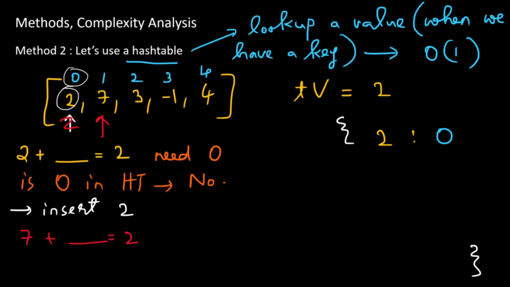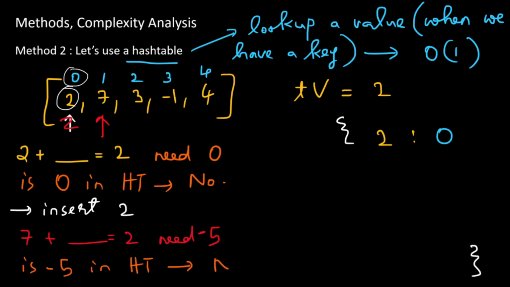So the needed value is 2 minus 7, which is equal to minus 5. So we are going to check whether minus 5 is already there in the array. And for that, we are not going to traverse the array, but rather we'll just check whether minus 5 is in the hash table or not. All right. So at this point, minus 5 is not there in the hash table, right? It's not there in the hash table.